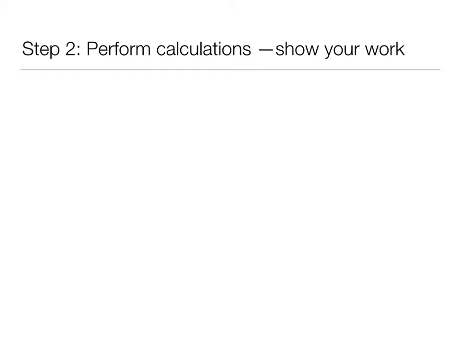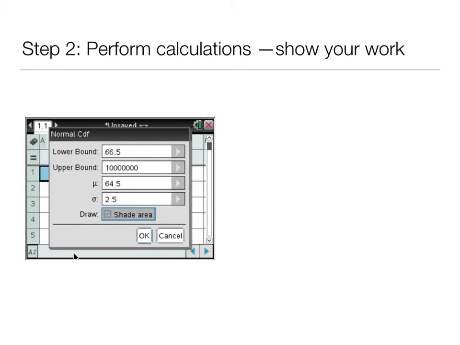Step 2, perform the calculations and show your work. You can simply plug this into your calculator. The lower bound is 66.5 with a really, really big upper bound, because we're looking at all the possible samples that could have a height greater than 66.5 inches. So we're looking at the possibility of getting a height greater than 66.5.